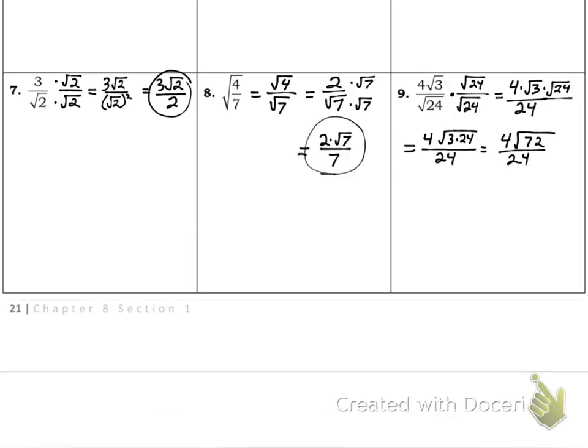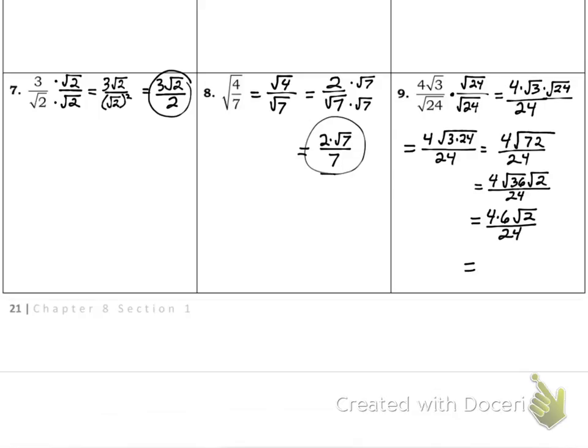Cool. We could simplify, or I'm going to deal with the radical first. I'm just going to leave everything the same. I'm just going to deal with the radical. What perfect square goes into 72, and what's the biggest? Because there's a bunch that go into it. 36 goes into it. So I can rewrite this as 4 times the square root of 36 times the square root of 2 over 24. Well, that equals 4 times 6 times the square root of 2 over 24.